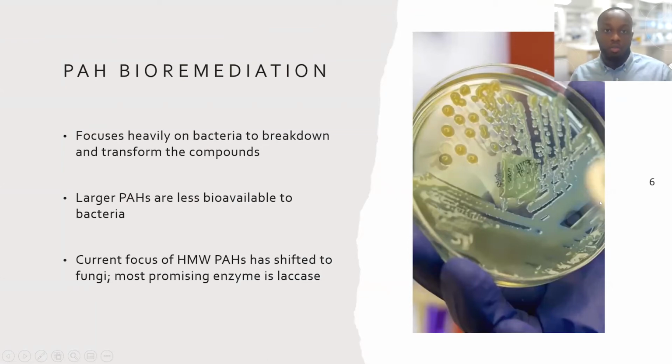Like I said before, bacteria are oftentimes used in these models. However, bacteria are not able to necessarily transform larger PAHs. As you saw in the previous slide, PAHs come in different rings. Oftentimes when we look at the 4 and 5 ring compounds, they're less bioavailable to the bacteria. However, with our strategy, we're looking to implement the fungi to help transform those 4 and 5 ring compounds through the extracellular enzymes that they produce, such as laccases.